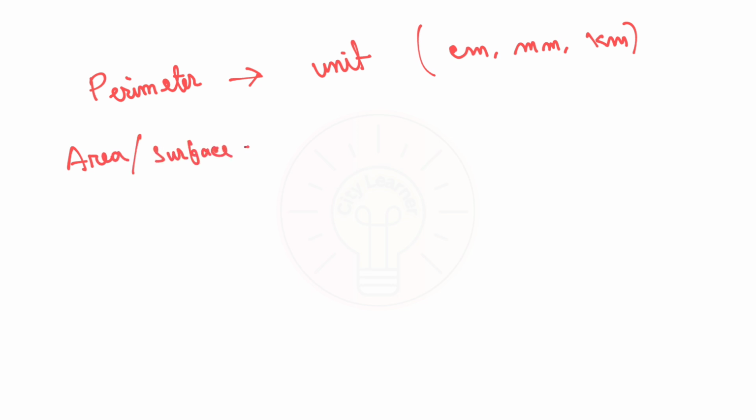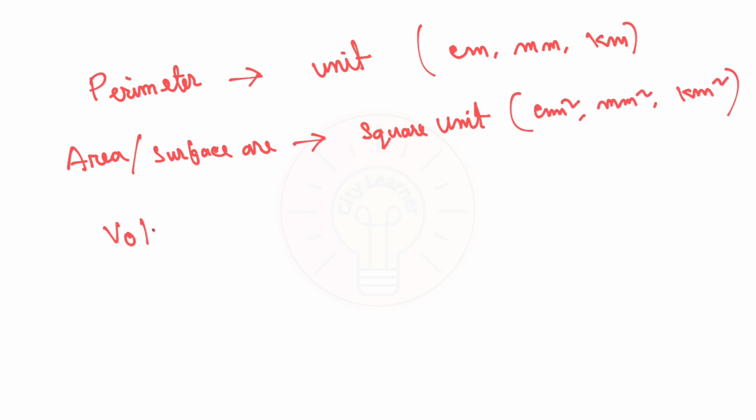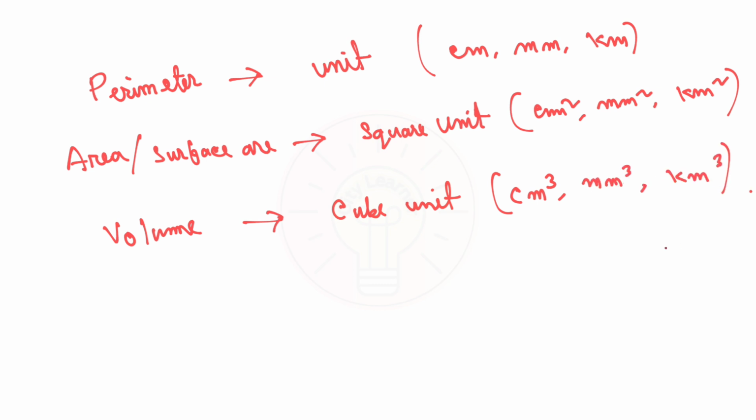Now coming to the units. For perimeter, the unit is a linear unit, that means centimeter, millimeter, kilometer, etc. But for area or surface area, the unit will be a square unit, so centimeter square, millimeter square, kilometer square. And for volume, it will be a cubic unit, that means centimeter cube, millimeter cube, kilometer cube, etc. So this is about the mensuration of these different geometrical shapes. Thank you.